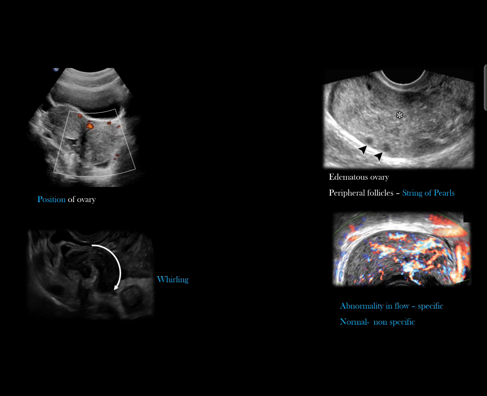So, if we see any abnormality in the flow pattern, it is a positive point and is highly specific for the presence of an ovarian torsion. However, if we do see a normal flow and normal resistance, that does not rule out the presence of an ovarian torsion if we are thinking in the right clinical context.